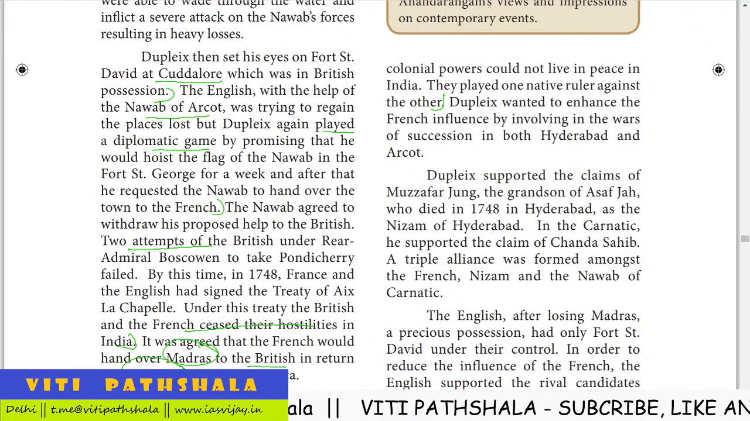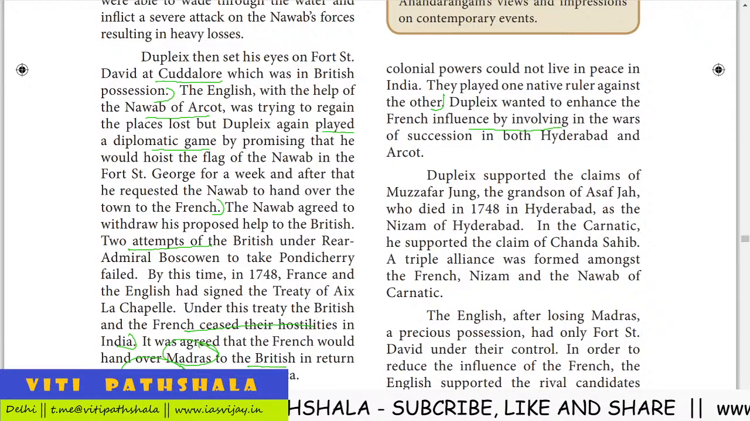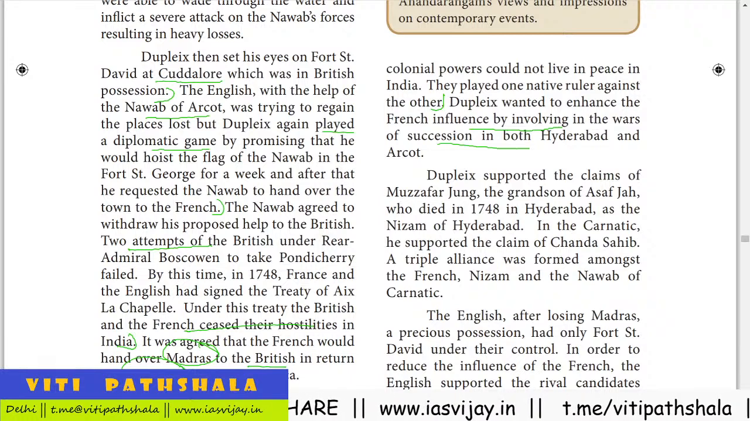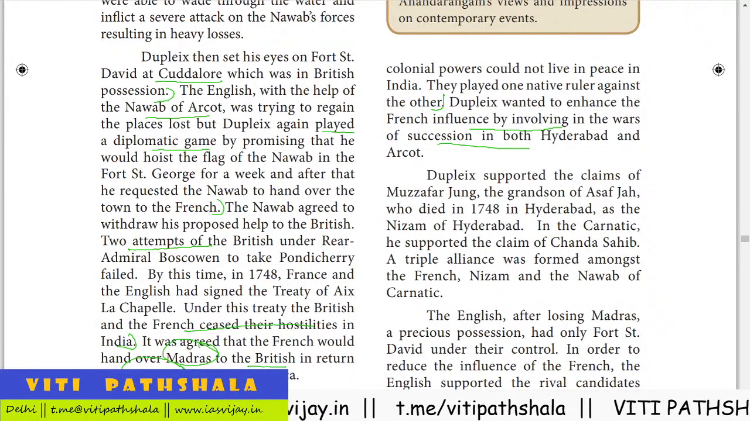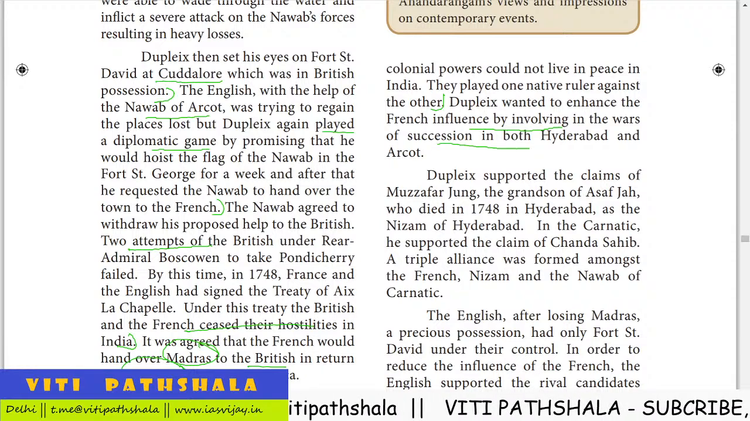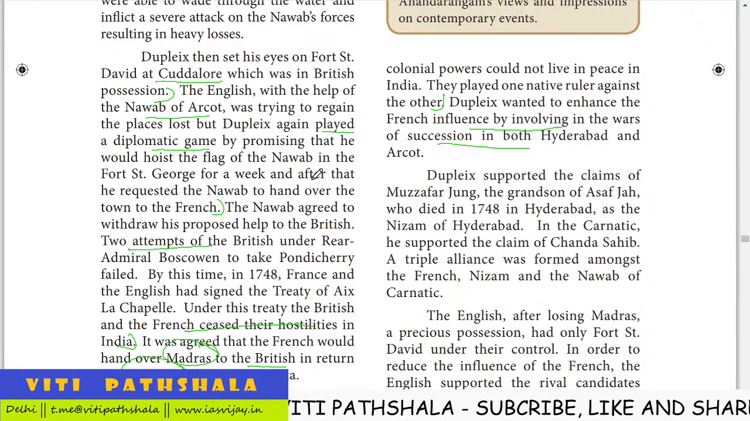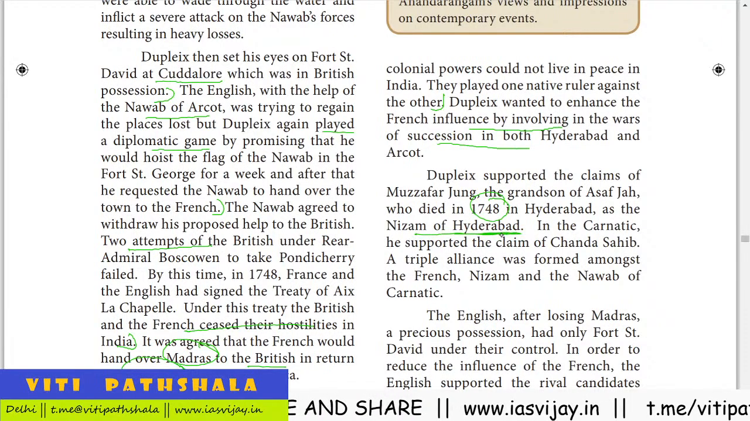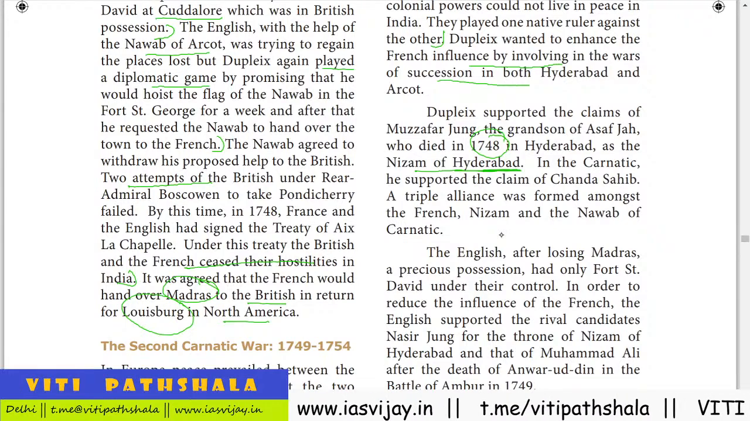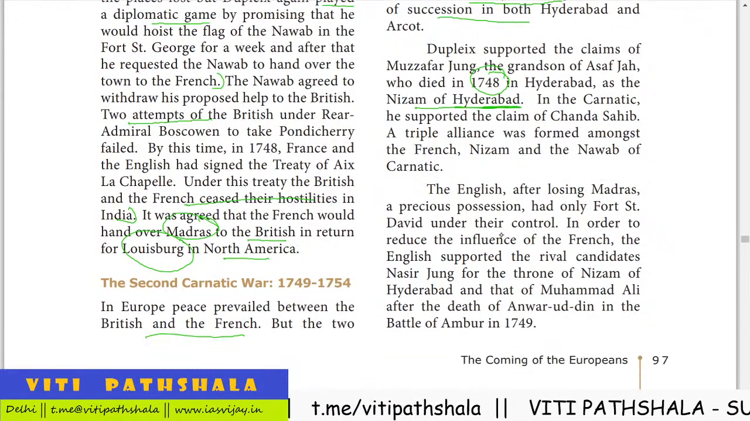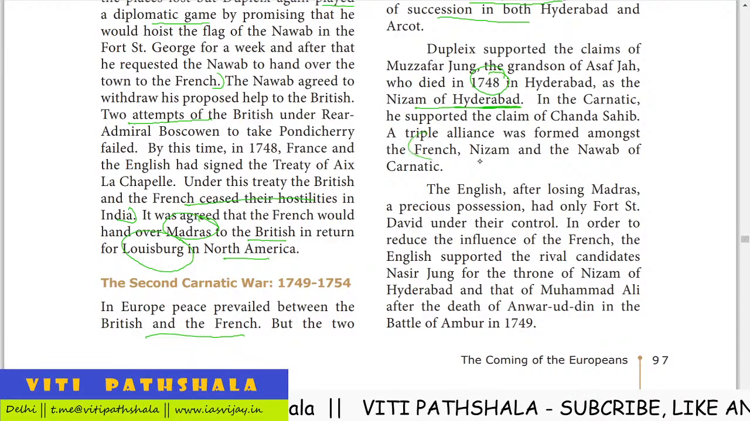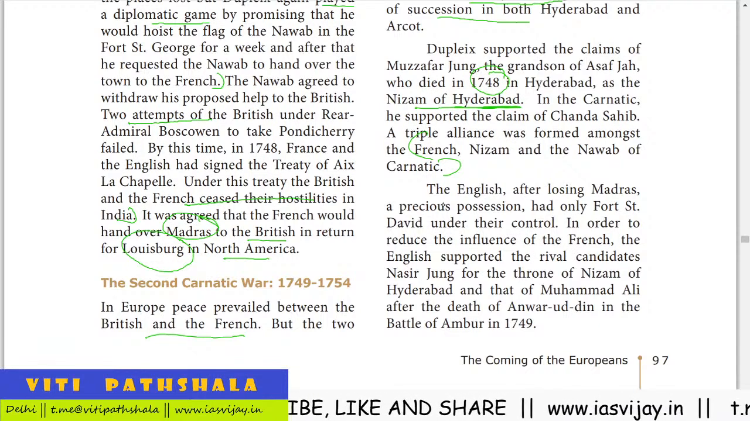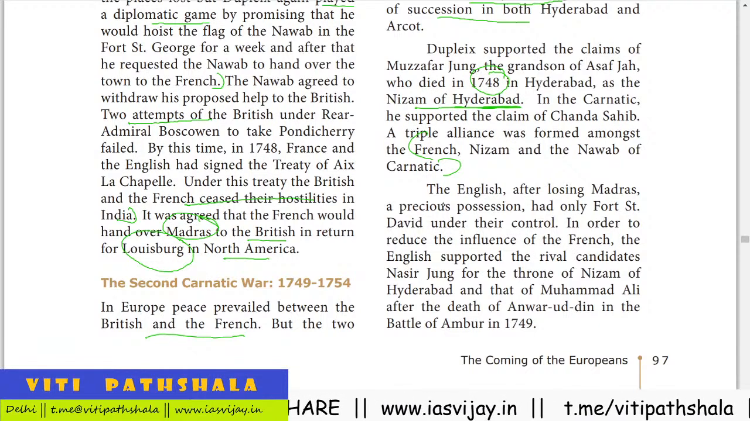Dupleix wanted to enhance French influence by involving in the wars of succession in both Hyderabad and Arcot. Dupleix supported the claims of Muzaffar Jung, the grandson of Asaf Jah, who died in 1748 as the Nizam of Hyderabad. In the Carnatic, he supported the claim of Chanda Sahib. A triple alliance was formed amongst the French, the Nizam and the Nawab of the Carnatic. The English, after losing Madras, a precious possession, had only Fort St.